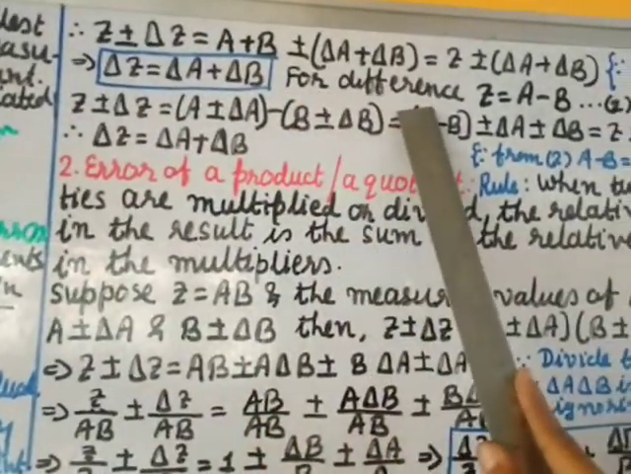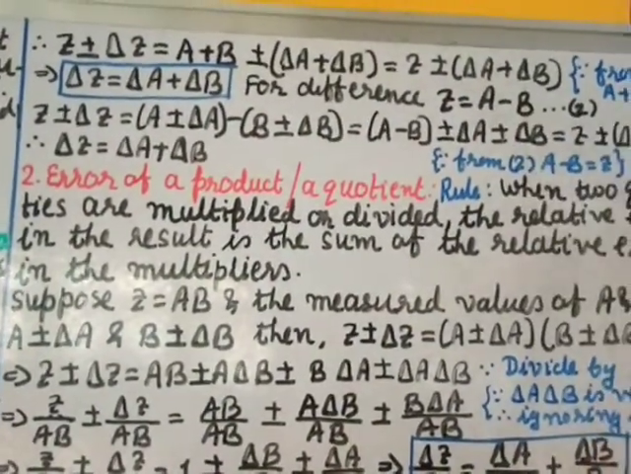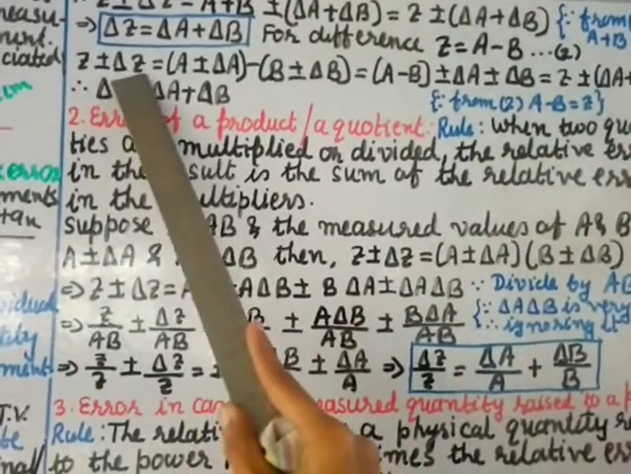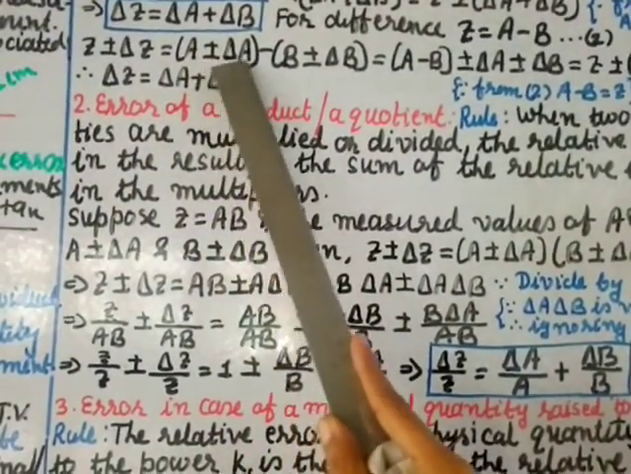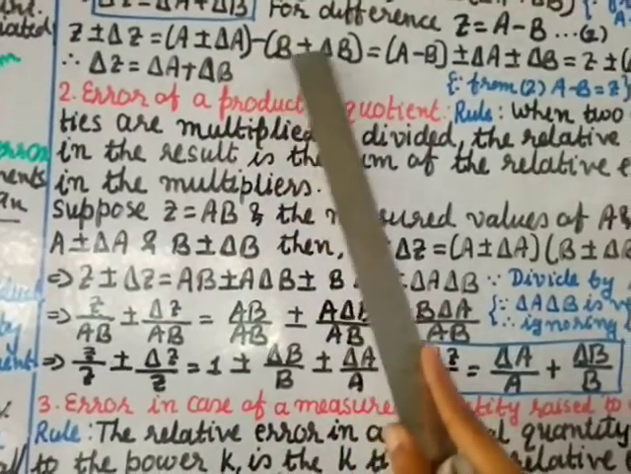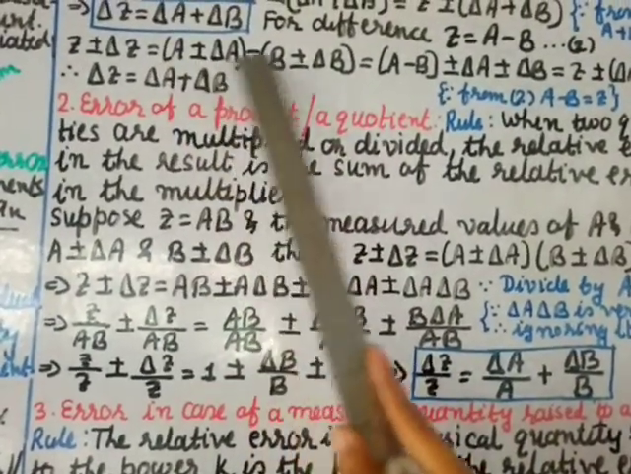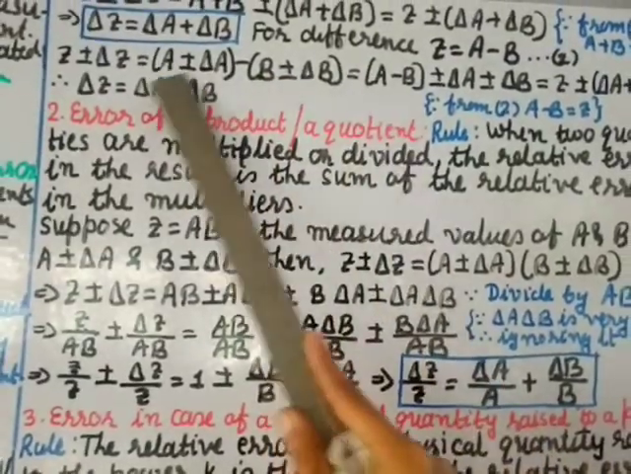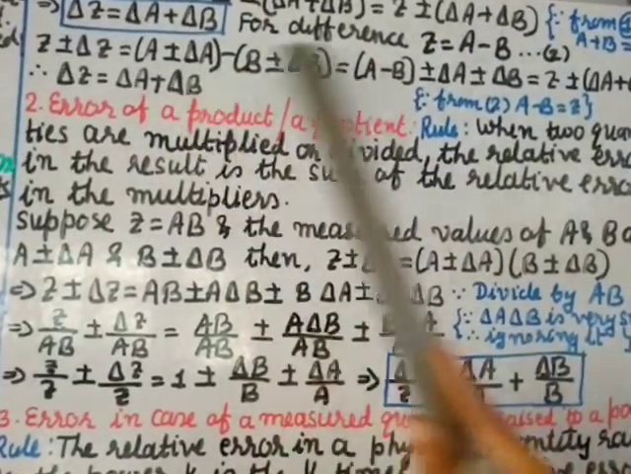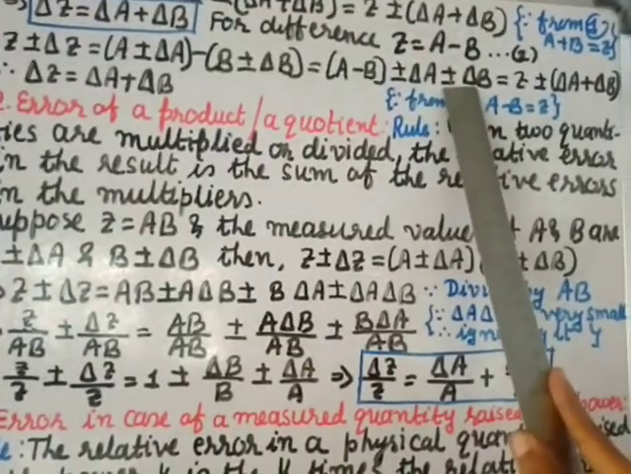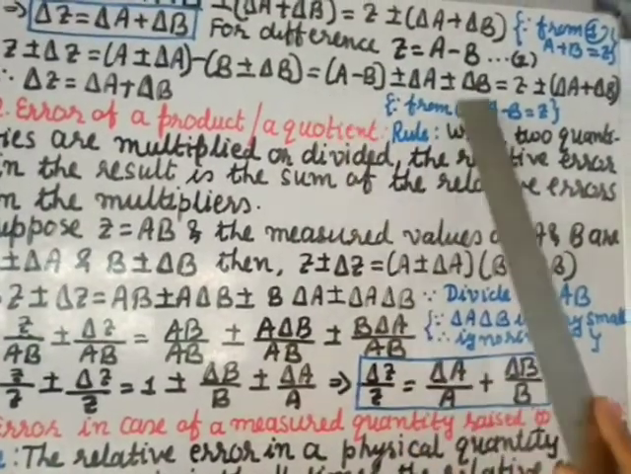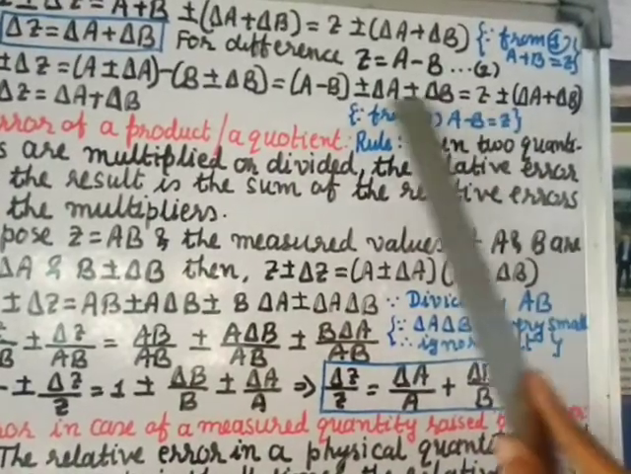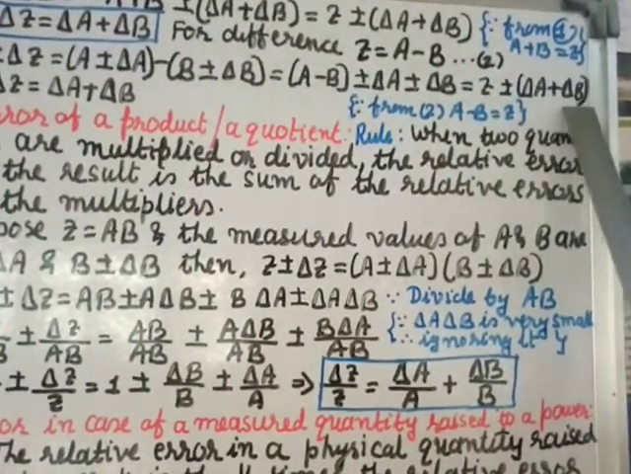Now for the difference, Z is equal to A minus B, call it number 2. Z plus or minus delta Z equals A plus or minus delta A minus B plus or minus delta B. This is the difference of the measured values. This can be written as A minus B plus or minus delta A plus or minus delta B. Now A minus B, we know from 2, is Z. So put this value as Z. So Z plus or minus, taking common, delta A plus delta B.